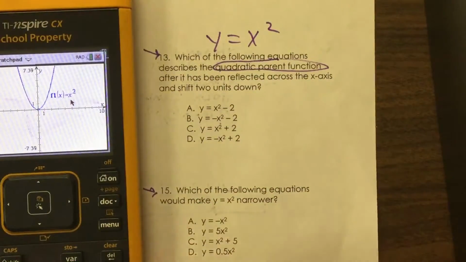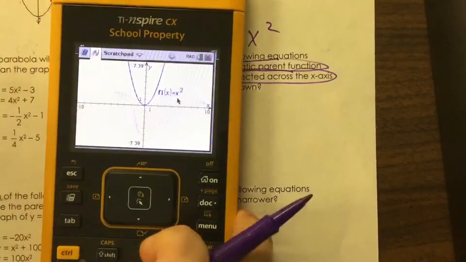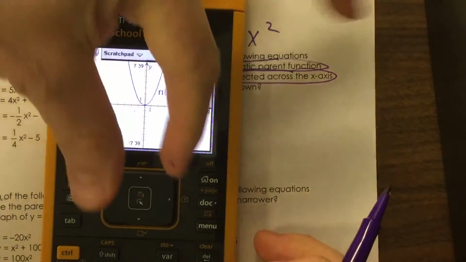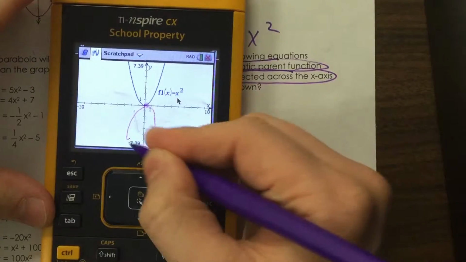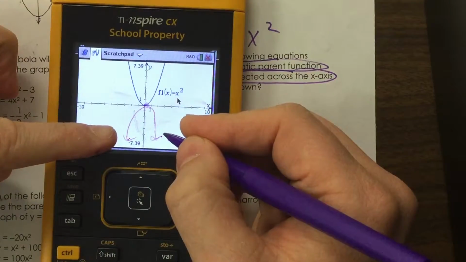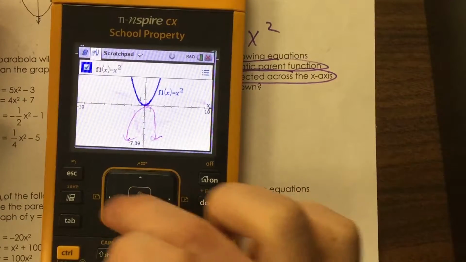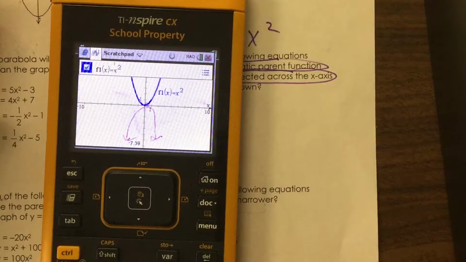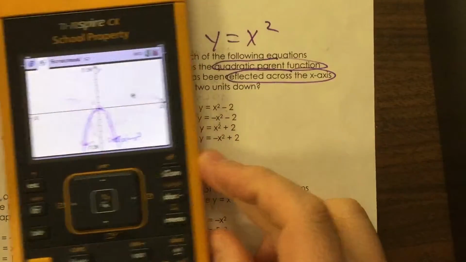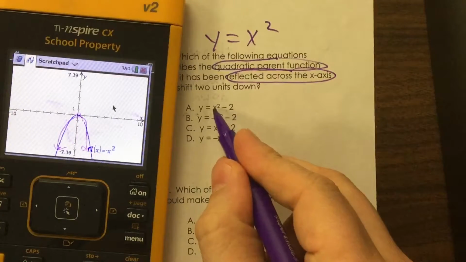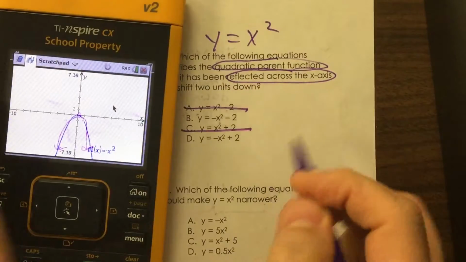Now they want 2 things to happen. They want it to reflect across the x-axis. What does that mean? It means it goes from this way to flipping the other way. It's going to be like this. Same exact graph, but now it's going downwards. What has to happen for it to do that? You have to add a negative in front of the x squared. When I put that negative, look, it flips the other way. So look at my answer choices. This one doesn't have a negative. That's wrong. And this one doesn't have a negative in front. That's wrong.